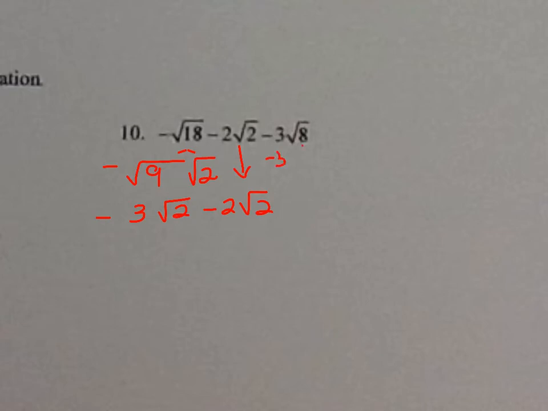Next, bring down the negative 3. What perfect square goes into 8? That would be 4 and 2. The square root of 4 is 2, so we have negative 3 times 2 is negative 6, the square root of 2. Again, my radicand is going to stay the same, so I will have the square root of 2. Okay, and then we're going to add the coefficients. So we have negative 3 minus 2 is negative 5, minus 6 is negative 11. So it'd be negative 11, the square root of 2. Okay, so let's turn the page.